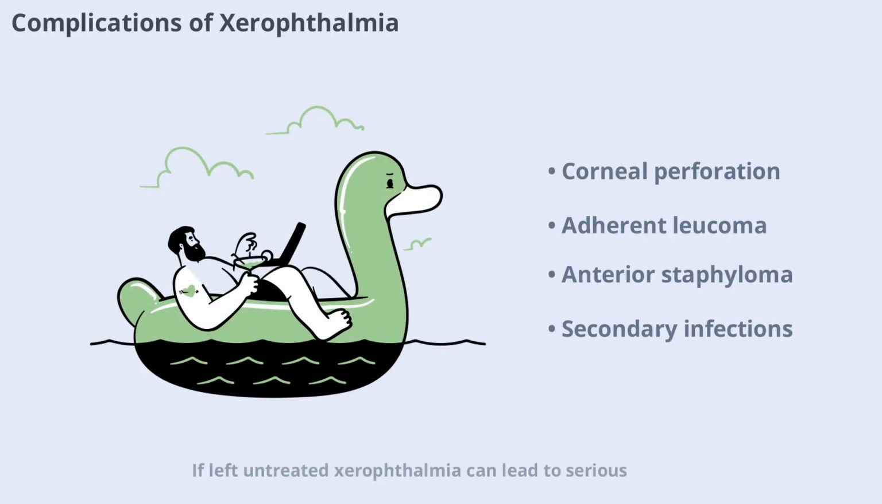If left untreated, xerophthalmia can lead to serious complications such as corneal ulcer perforation, adherent leukoma, anterior staphyloma, conjunctivitis, and blepharitis due to secondary infection. These complications can cause permanent vision loss and significant morbidity, highlighting the importance of early recognition and intervention.